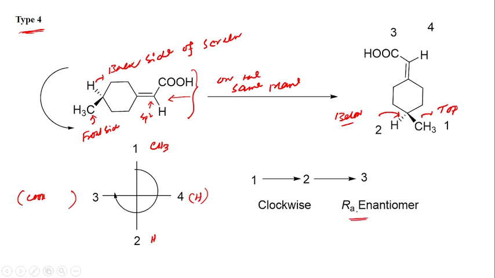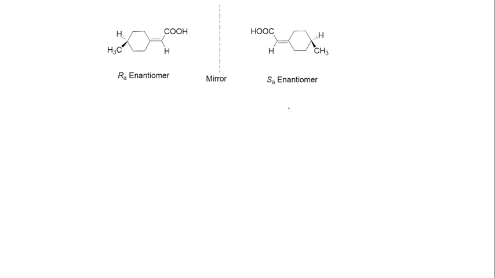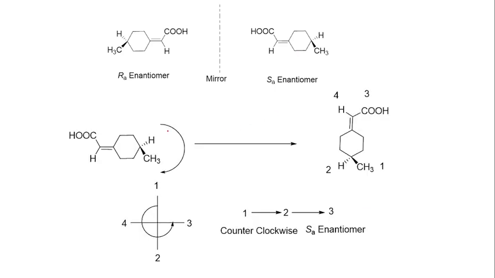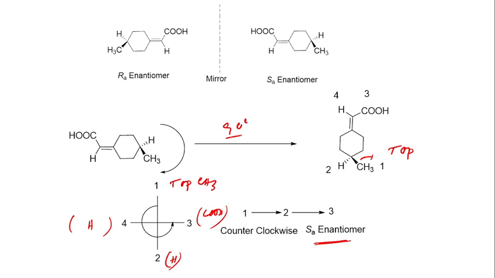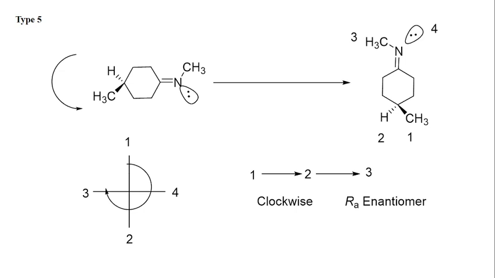If this is the R enantiomer, again take its mirror image, that is this one. So just make it 90 degrees and put it on the downside. Look, top. How much easier this is! Methyl, below, hydrogen, right side, COOH, left side, H. So 1 to 2 to 3, it is counterclockwise, and SA enantiomer, axial. So this is type 3, and a different type, type 4.